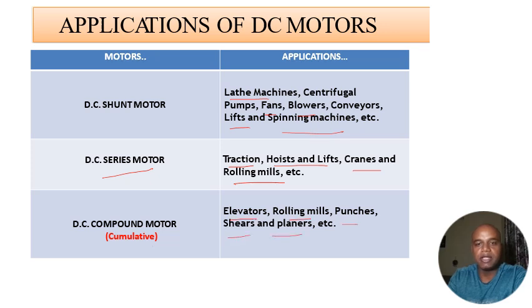punches, shears and planers. There is one thing you need to keep in mind: the DC series motor should not be started on a very lightly loaded or no load condition, because the speed is proportional to Eb divided by phi, and if I am starting the DC series motor on a very light load or no load condition, my flux will be very weak and the speed of the DC series motor will be dangerously high, and the rotor will break due to the centrifugal force, and the motor can fall apart.